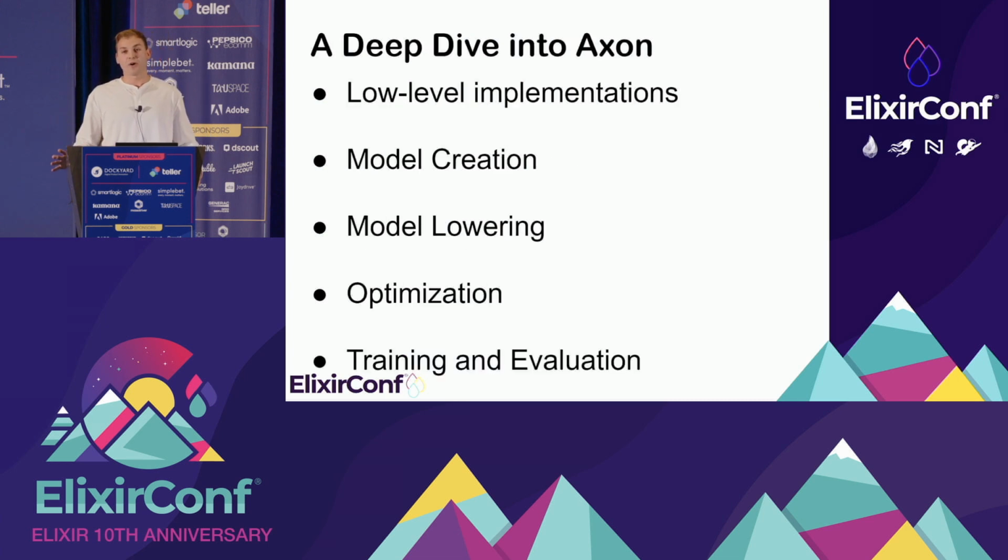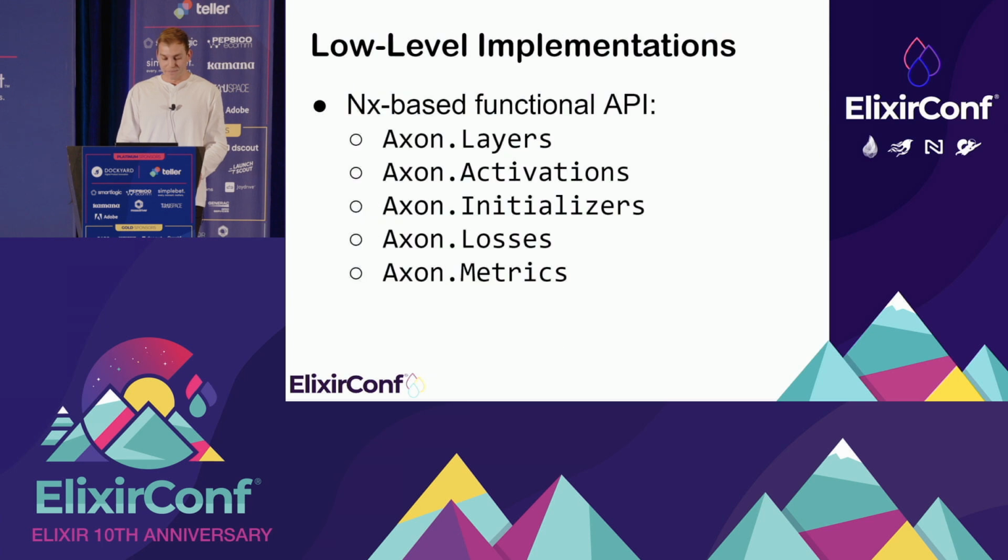So there are 5 parts to the Axon API, or to the Axon library. There's the actual low-level implementations, which are the meat of the library, and then there's model creation, model lowering, optimization, training, and evaluation. I'll cover all of these in depth. All of these can probably be encapsulated in a talk of their own, so I apologize if I go through this a little quickly, but I don't want to run out of time. So the low-level implementations are really the Nx-based functional API.